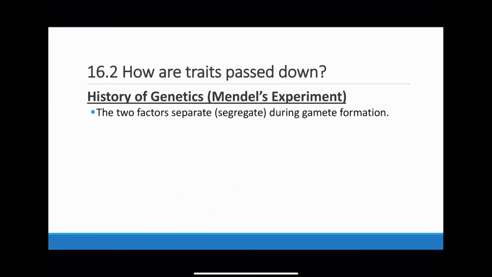Now, what he also derived is that these two factors, right, are separated during gamete formation. For instance, if a parent were to pass down the genes to the offspring, right, it won't pass down the full sets of genes or the full sets of DNA. In fact, it only passes down one set of DNA. That's why we say that the two factors are being separated. And that means each gamete should only contain one factor. That's what we call the law of segregation.